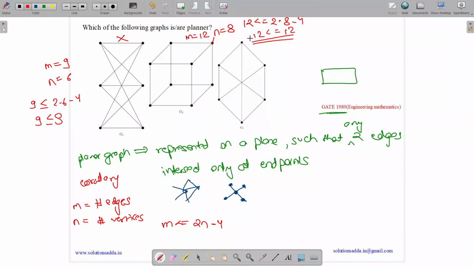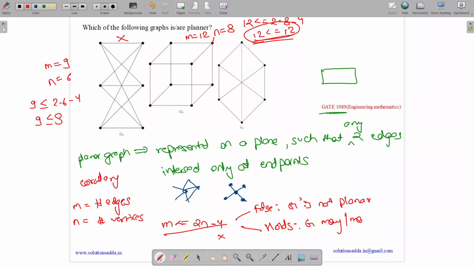But if we are able to verify this, it doesn't mean that the graph is planar. If this condition is false, then it means the graph is not planar. And if this condition holds, if this condition is true, then G may or may not be planar. And for that, we need to verify it by drawing the planar equivalent.